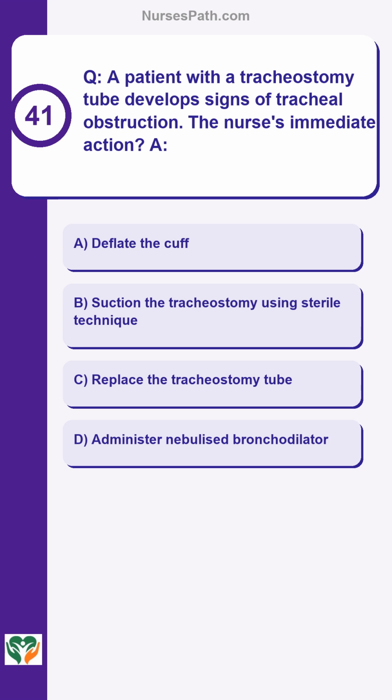Question 41. A patient with a tracheostomy tube develops signs of tracheal obstruction. The nurse's immediate action? A. Deflate the cuff. Suction the tracheostomy using sterile technique. Replace the tracheostomy tube. Administer nebulized bronchodilator.